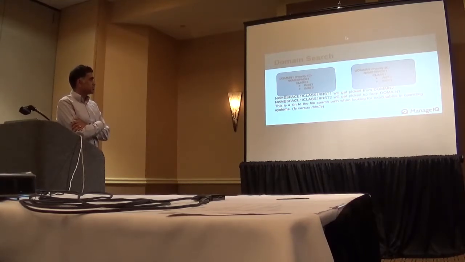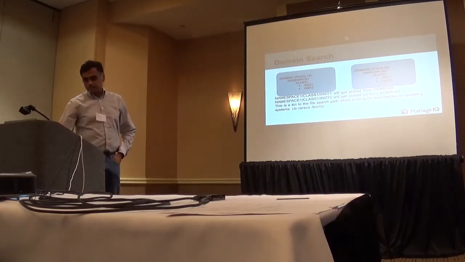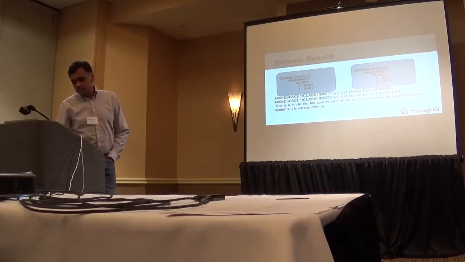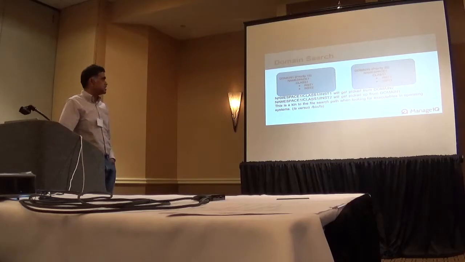One at the priority of 10 and the other one at the priority of 20. And underneath domain one, there is a namespace one, which has a class one, and then there are two instances underneath it, instance one and instance two. In domain two, which is a higher priority domain, there is the same exact namespace, which has a class and an instance.